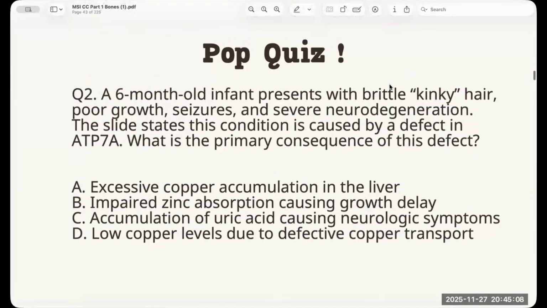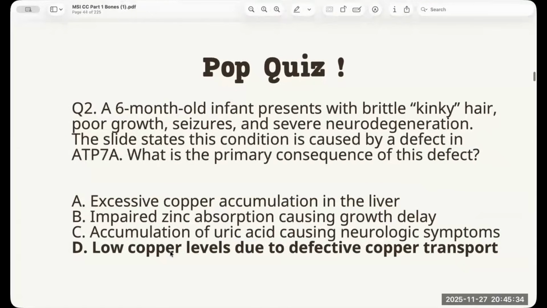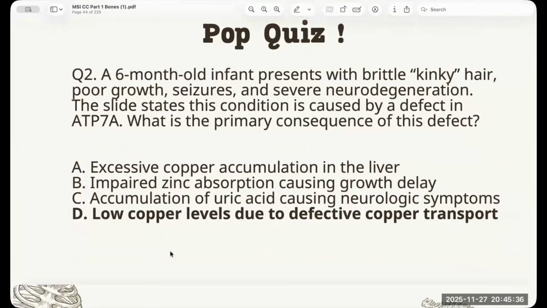Another question. A 6-month-old infant presents with brittle kinky hair, poor growth, seizures, and severe neurodegeneration. The slide states this condition is caused by a defect in ATP7A. What is the primary consequence of this defect? All right. So this is mentioning Menkes disease, and it's related to copper. So what is the answer? Low copper levels due to defective copper transport.